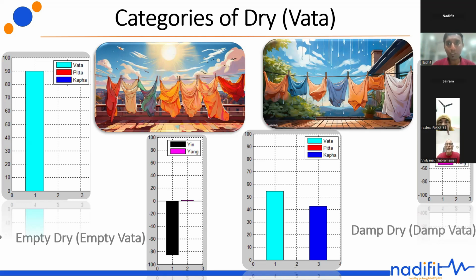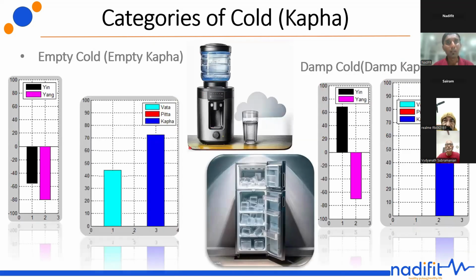We'll discuss this damp vata pattern today. I want to discuss this pattern only with a chronic disease. In the next coming slides, we'll discuss in detail about this. And in the kapha, again, we are deriving into two different categories. We call it empty cold or empty kapha, or damp cold and damp kapha.